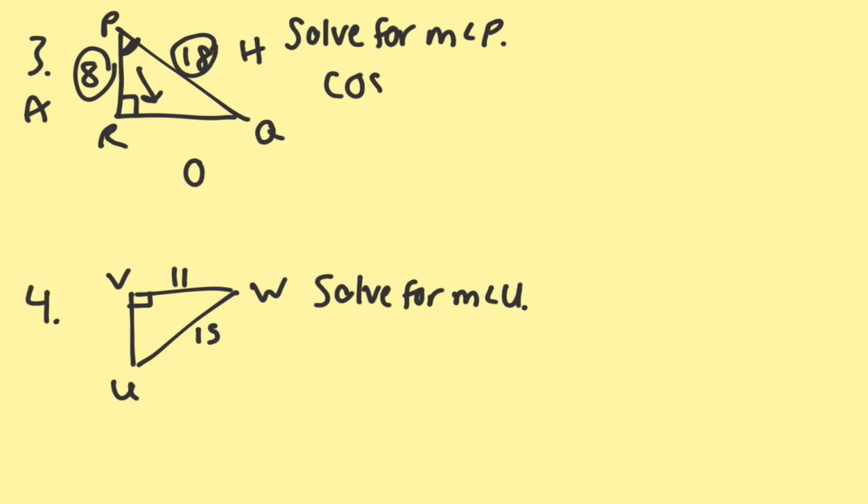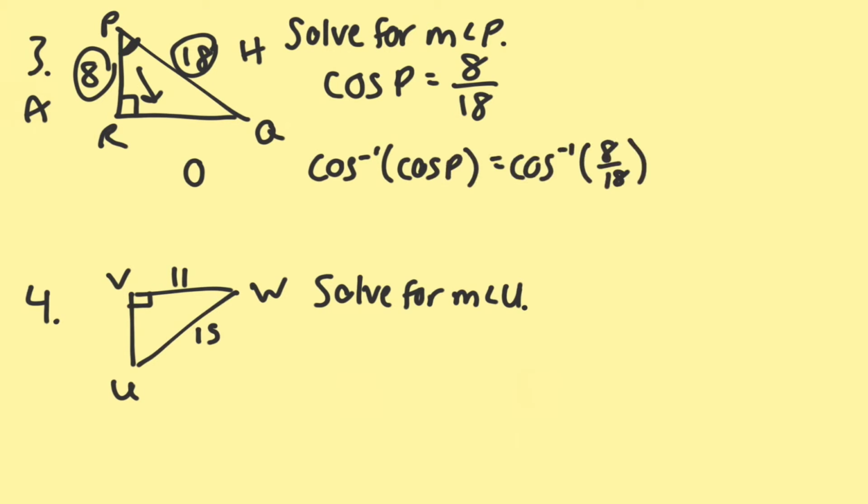So the cosine of angle P, always of the angle, is adjacent over hypotenuse. Now we want to split apart the cosine from the P. We can't divide by cosine, but what we can do is inverse cosine both sides. And by doing that, the inverse cosine and cosine on the left cancel. So now P is going to equal the inverse cosine of 8 over 18.